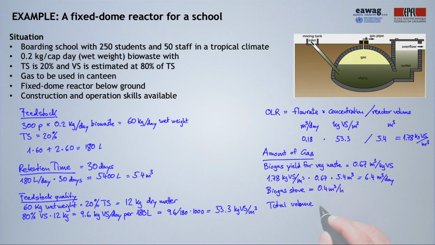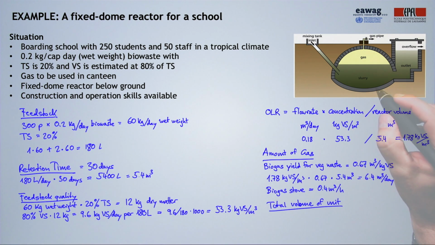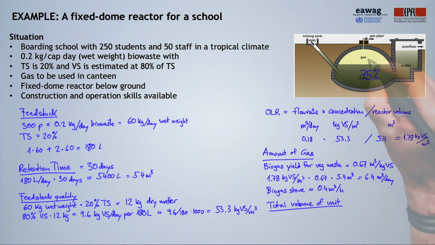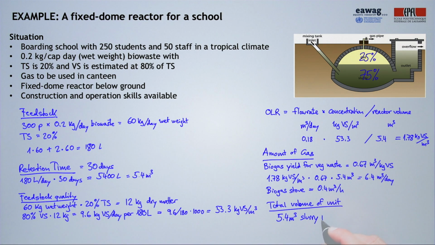Now let's look at the total volume of the unit. In this specific design, we estimate that we need about 75% of the total volume for the slurry and 25% as gas holder storage. So we have 5.4 cubic meters of slurry plus an additional 1.8 cubic meters for the gas holder equals a total volume that we need of the whole reactor, which is of 7.2 cubic meters.